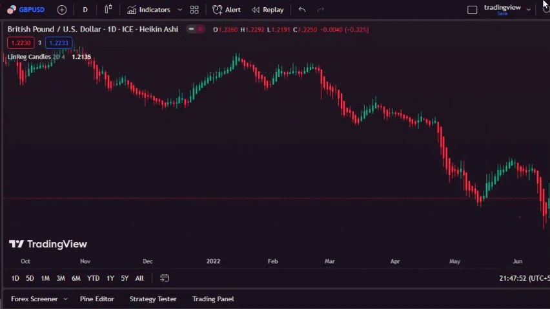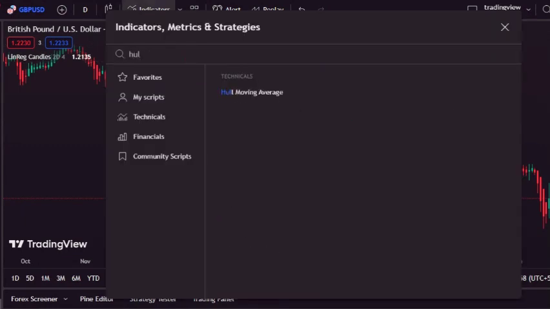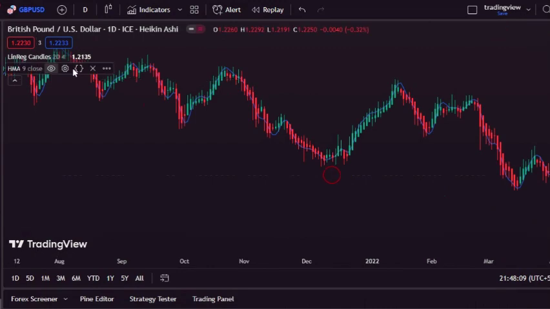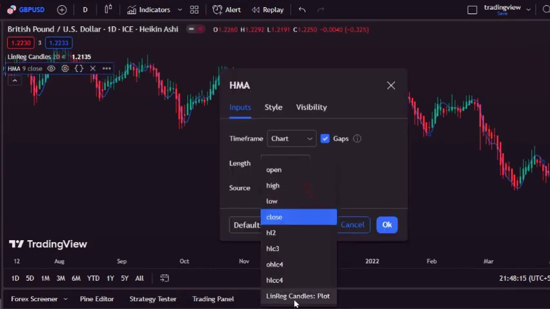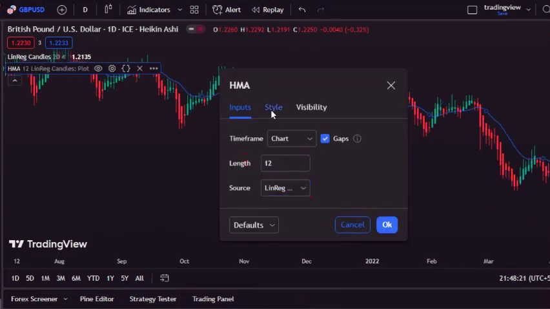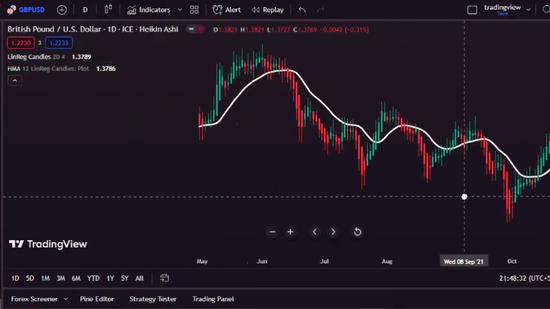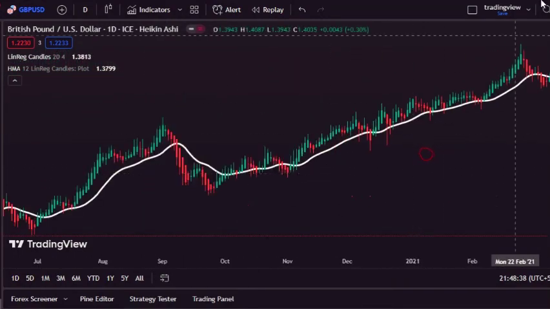How? To know that, let's add our second indicator, which is called HMA. Now change its settings exactly as shown here. Notice how we used linear regression candles as source. That's how our first indicator is helping us indirectly. So now let's see how it works.